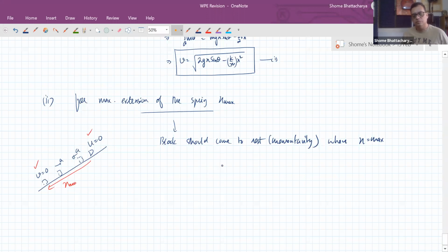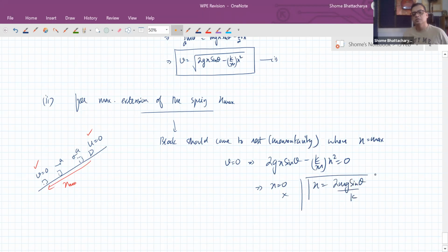So this will give us the solution x equal to 0, which is obviously the initial case, or x equal to 2 mg sine theta by k. So this is the maximum, or the maxima of x. So that becomes the answer to our second part.